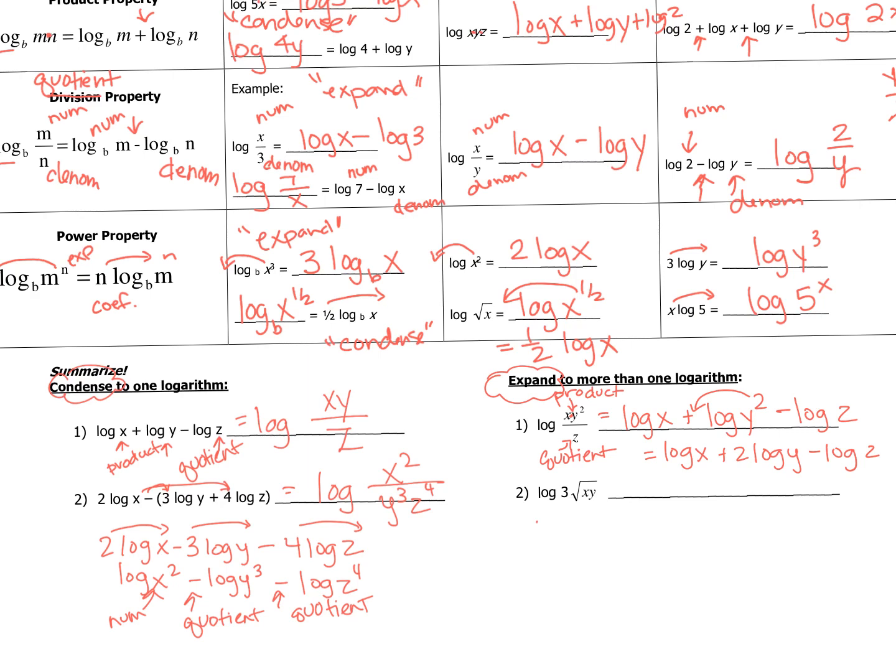So number two, before I can get started, I need to think about this square root as an exponent. This is really xy to the 1/2. Because I'm expanding, I am going to treat the x and the y separately. So this is really log of 3, and now using my power rule for exponents, x to the 1/2, y to the 1/2. So now I have all multiplication here, so I'm going to add my separate logs. This becomes the log of 3 plus the log of x to the 1/2 plus the log of y to the 1/2.